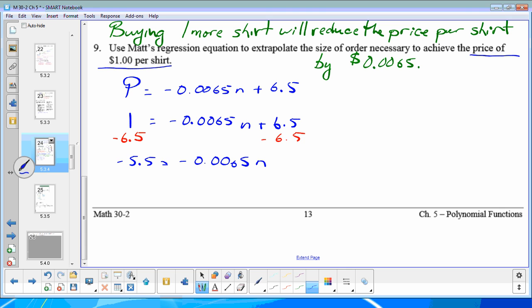There we go. This is supposed to be an equal sign. And then we finish off dividing both sides by negative 0.0065. And I'm getting an N value of about 846. There's 0.1, but I can't buy part of a shirt, so I'll just round to the nearest value.